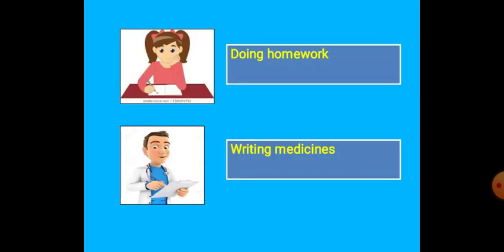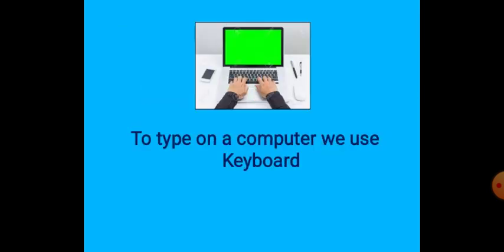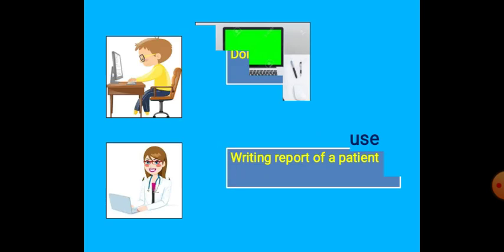Like the girl is doing homework with the help of a pencil, and the doctor is writing about medicines using a pen. We all use a pen or pencil to write on paper. But children, when we are working on a computer, we use a keyboard to type. As we use a pen or pencil to write on paper, on a computer we use the keyboard.